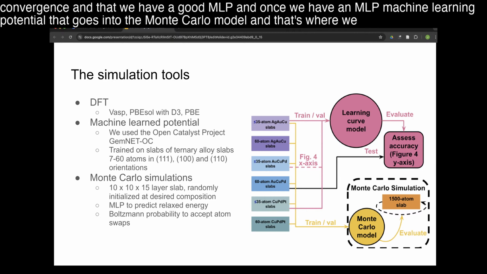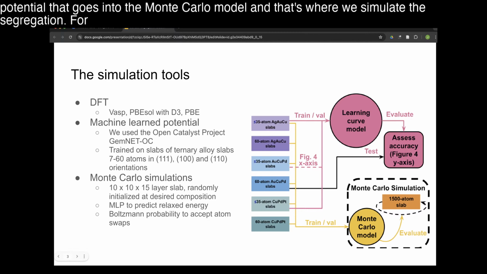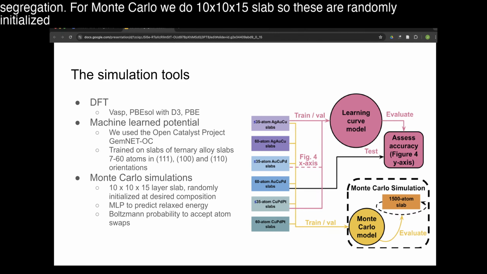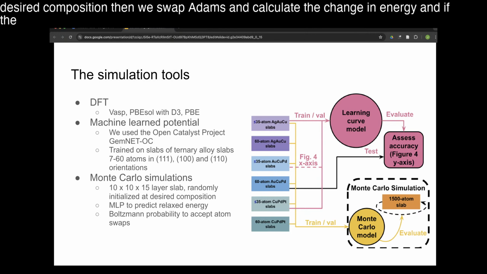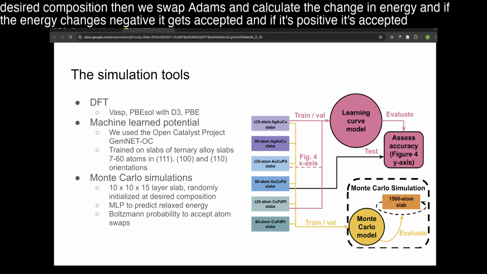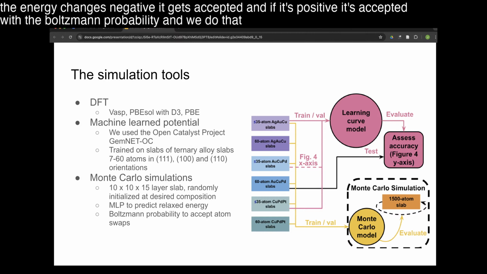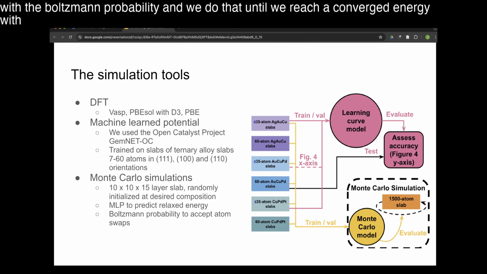For Monte Carlo, we do a 10 by 10 by 15 slab, so these are randomly initialized at the desired composition. Then we swap atoms and calculate the change in energy, and if the energy change is negative, it gets accepted, and if it's positive, it's accepted with a Boltzmann probability, and we do that until we reach a converged energy with no big changes.